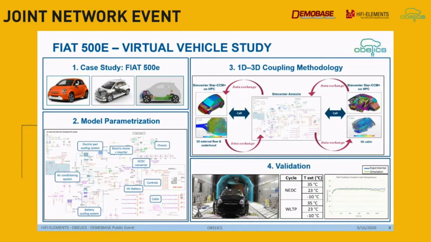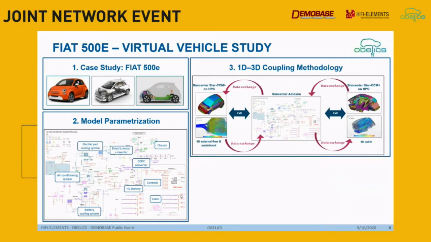To validate the model, we performed some tests in the FCA climatic wind tunnel for different scenarios that are shown in the table: two standard cycles, NEDC and WLTC, and different external temperatures, -10, 23, and 35 degrees. As we can see from the animation on the bottom right, which shows the comparison between experimental and virtual results, our model gave us a very good correlation.